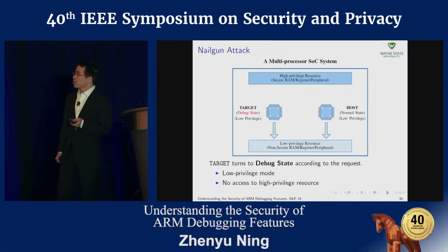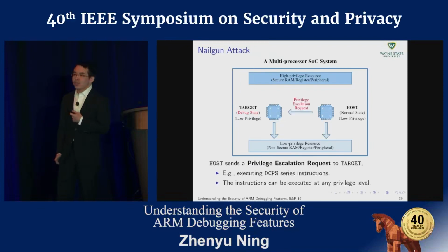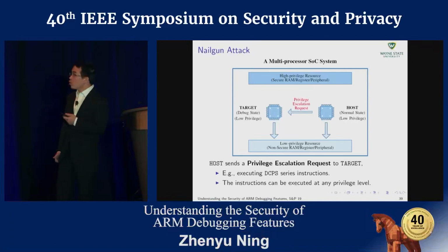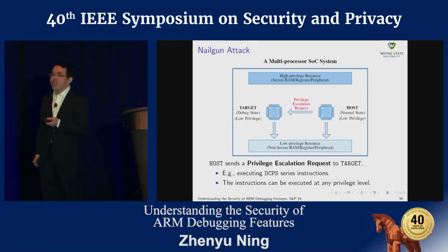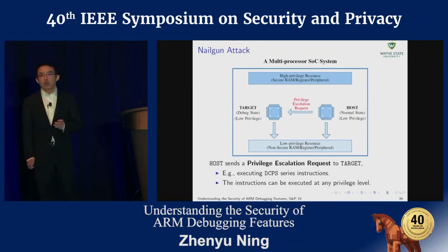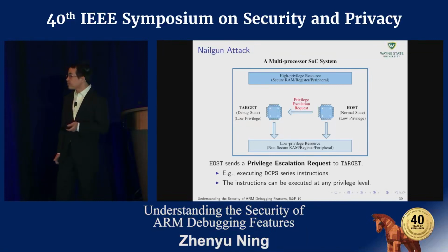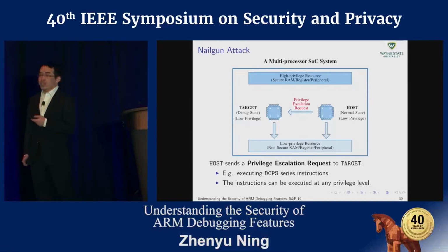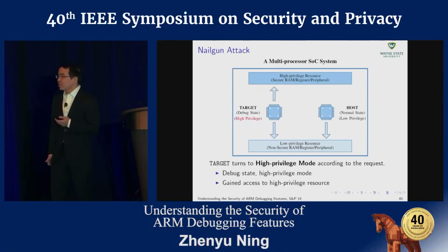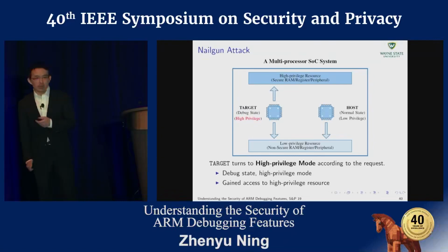To achieve access to the high privilege resource, the host can then send a privilege escalation request to the target. For example, the host can ask the target to execute the DCPS instructions. The DCPS instructions will promote a processor running in the debug state to any required privilege state. And also, when the target receives this request, again, the privilege of the host is ignored. So the target will accept the request and turn to the high privilege mode. That means that now the target has access to the high privilege resource.